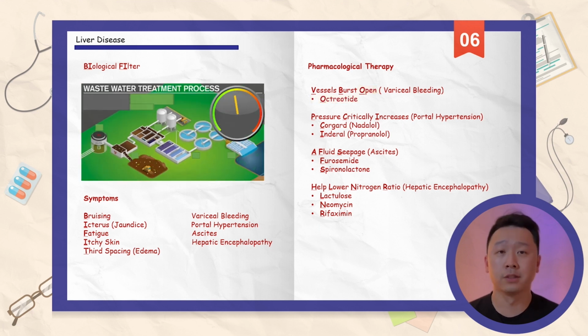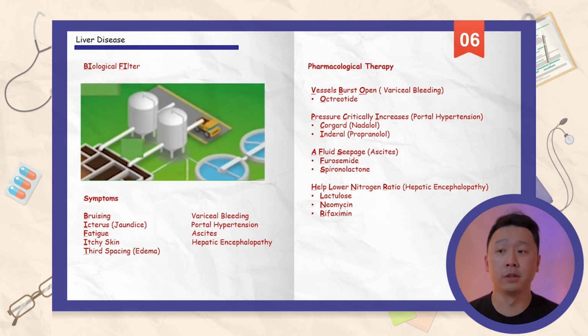Pressure critically increases. So pressure, think about portal hypertension. Critically, C for Corgard, and then increases, I for Inderal. And so when this pressure increases, there is some spillage of fluid. So fluid seepage, think about ascites. So F for furosemide, and seepage, S for spironolactone.